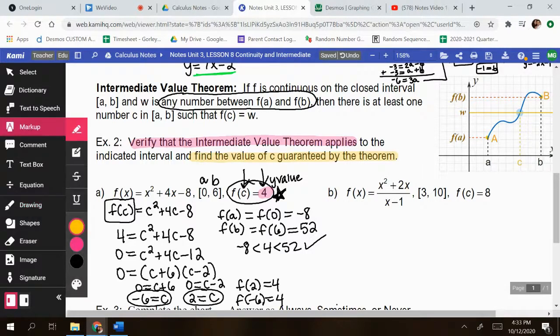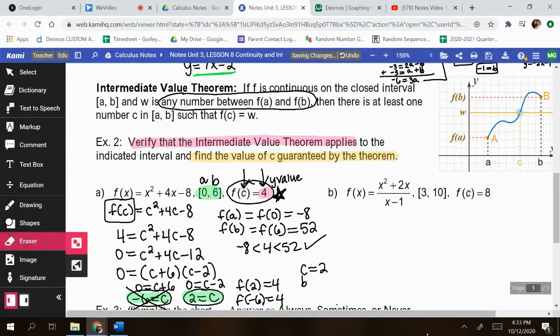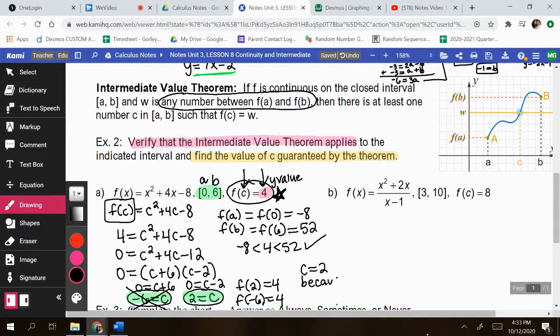But remember, the other condition that needed to be met was that our x values or our c values had to be on the interval from 0 to 6. So are both of these answers on the interval from 0 to 6? No, they're not, right? -6 is not between 0 and 6, so I would not put this one as part of my answer. So it's just c equals 2, because -6 is not in between 0 and 6. Okay, so it's just c equals 2 is our answer.